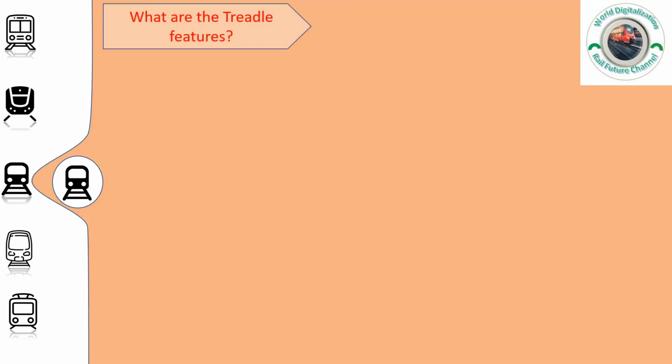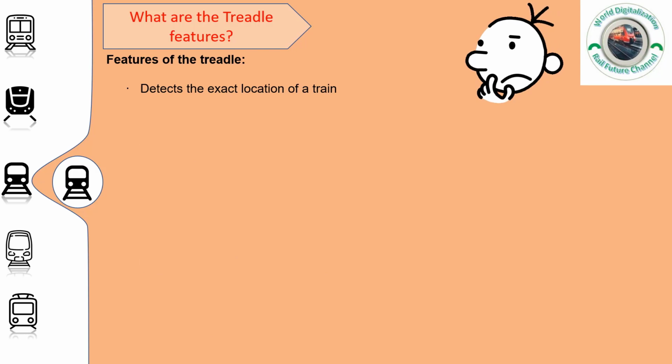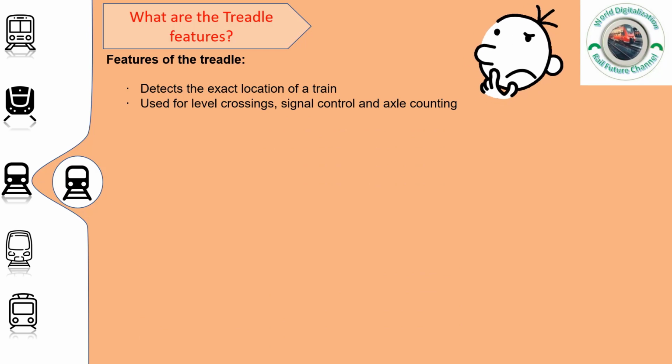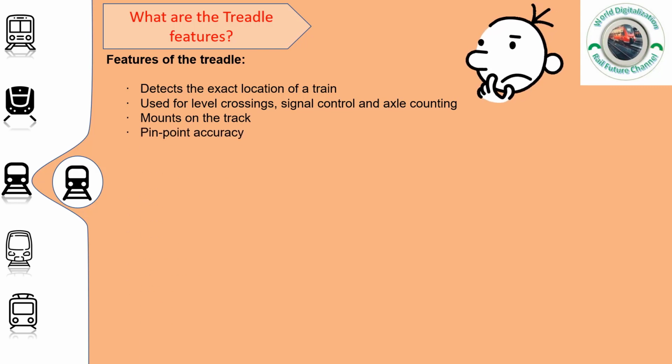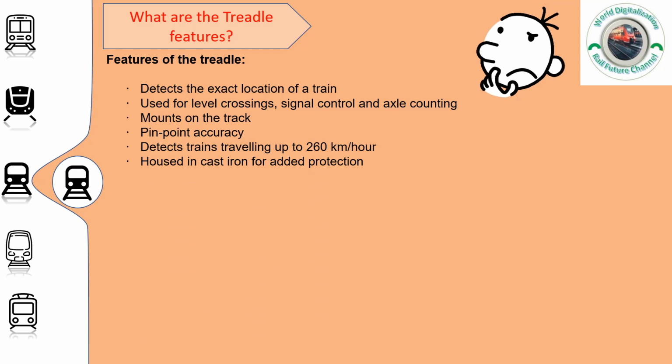What are the treadle features? Features of treadle. Detects the exact location of a train. Used for level crossings, signal control and axle counting. Mounts on the track. Pinpoint accuracy. Detects trains traveling up to 260 km per hour. Housed in cast iron for additional protection.